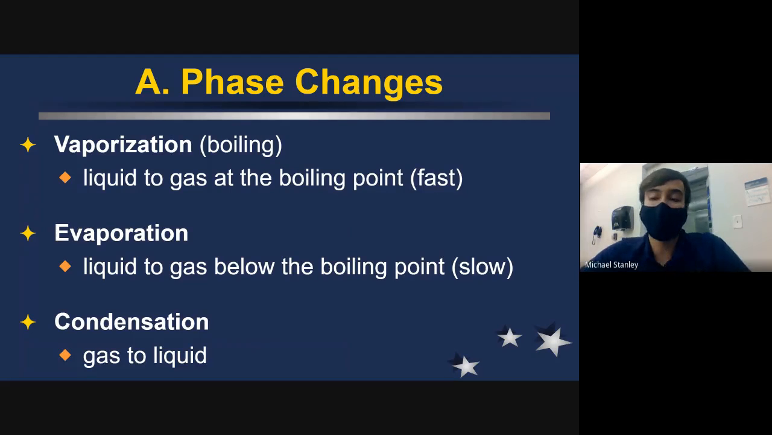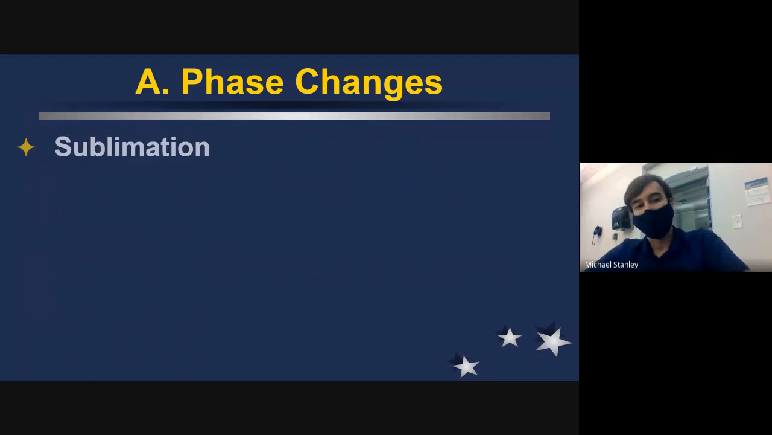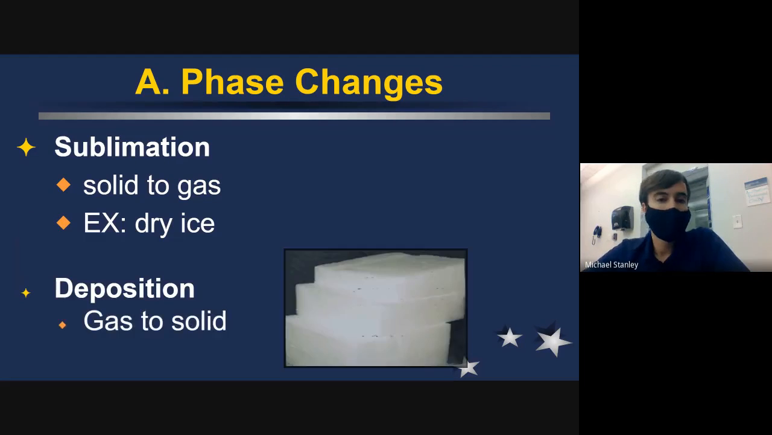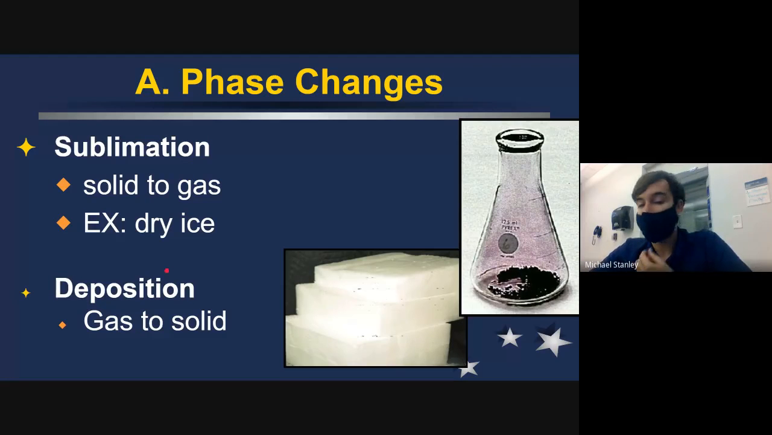So we've talked about changing between solids and liquids and back to solids. We've talked about changing from liquids to gases and back to liquids. But the last thing we're going to talk about is changing directly from solids to gases and then back down to solids. So these two processes are called sublimation and deposition.